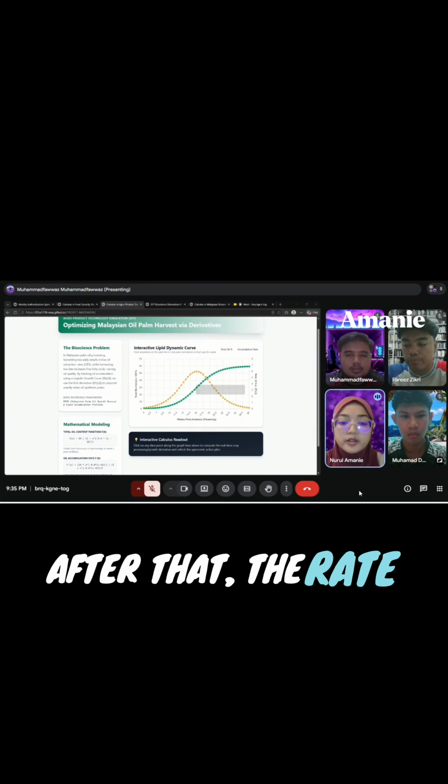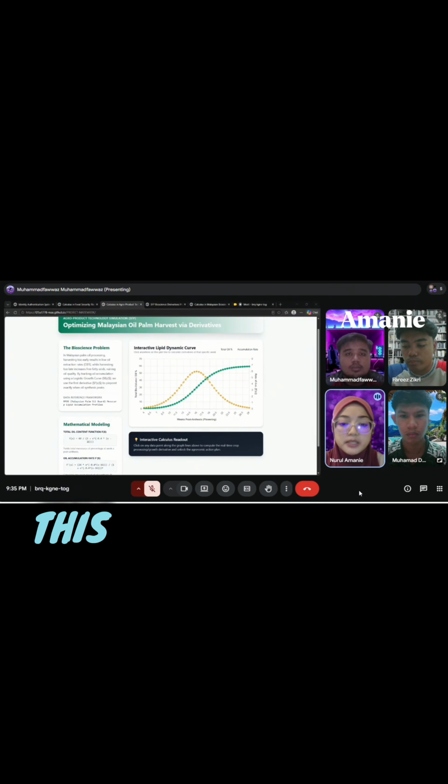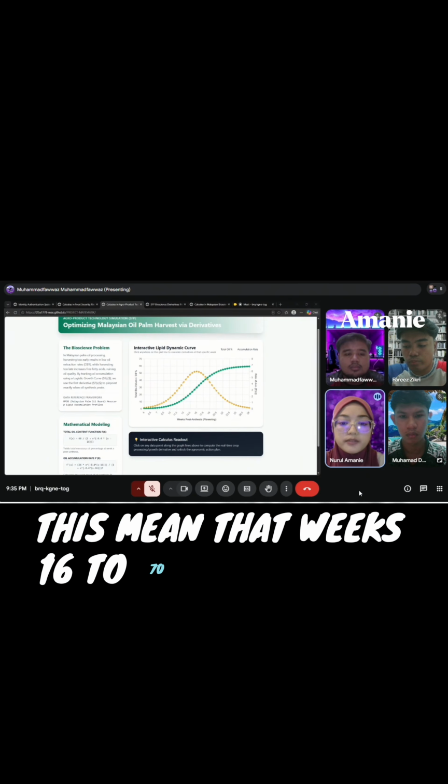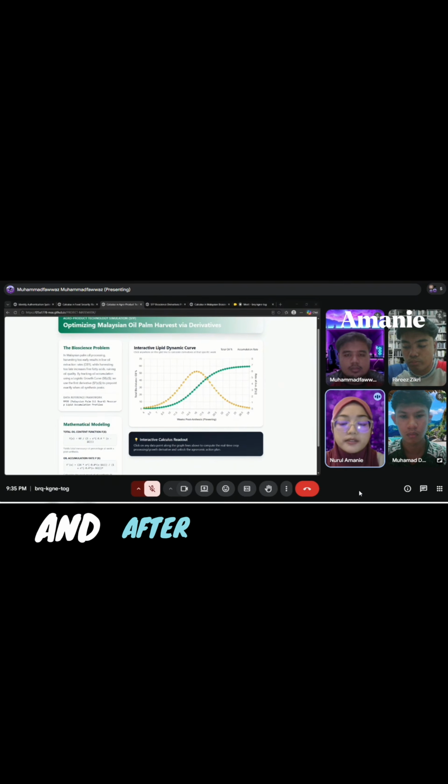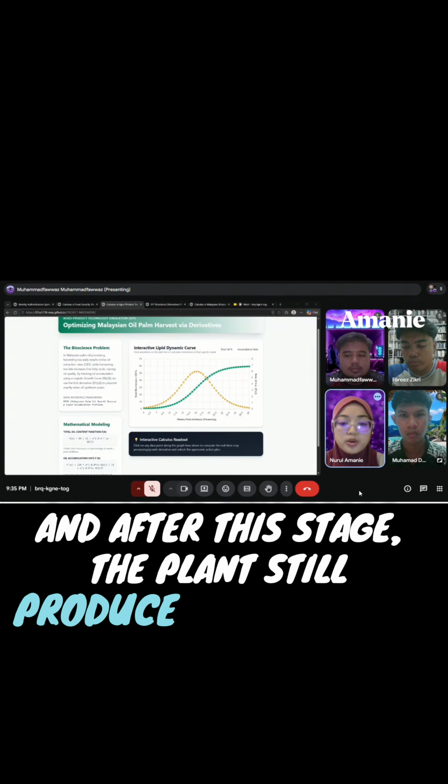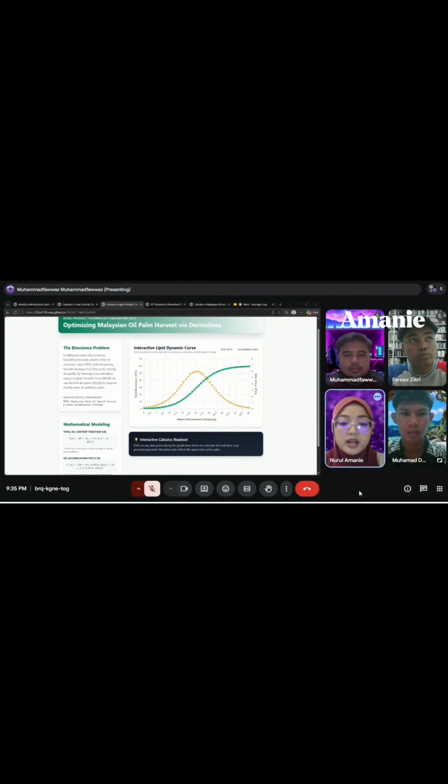After that, the rate gradually decreases. This means that weeks 16 to 17 are the most active period for lipid production, and after this stage, the plant still produces oil but at a slower rate.